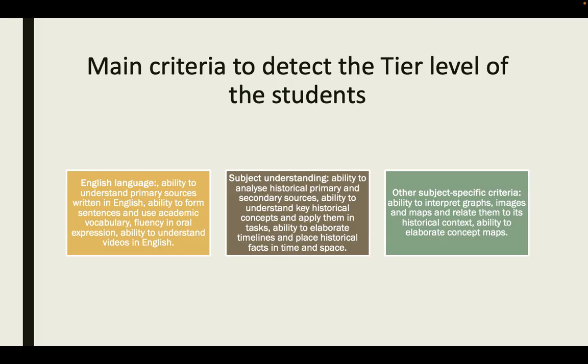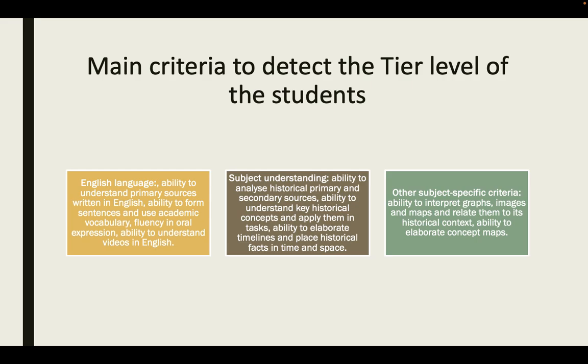The main criteria to detect the tier level of the students for English language is the ability to understand primary sources written in English, ability to form sentences and use academic vocabulary, fluency in oral expression, and ability to understand videos in English. About subject understanding, it's the ability to analyze historical primary and secondary sources, ability to understand key historical concepts and apply them in tasks, ability to elaborate timelines and place historical facts in time and space.